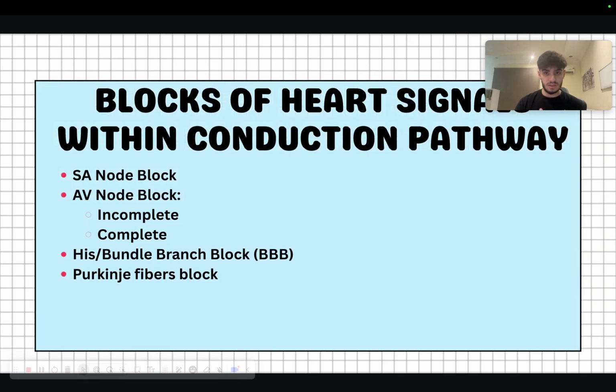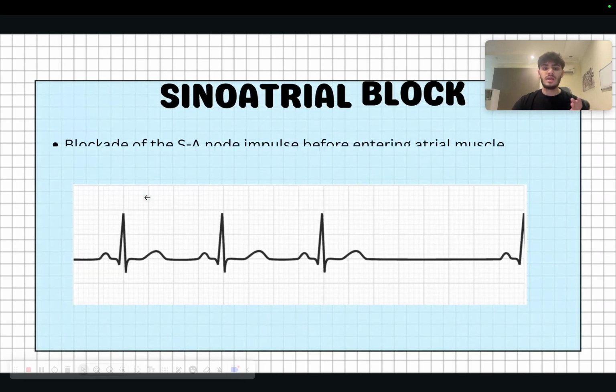Now, this is very important, especially for our TBL tomorrow, and this is probably going to be very high yield, so I need you to focus with me now. So, the blocks of the heart signal with conduction pathway. Obviously, the conduction pathway, which you know, is SA node, AV node, bundle of His, left and right, and then Purkinje fibers. So, the first one we're going to start with is the SA node.